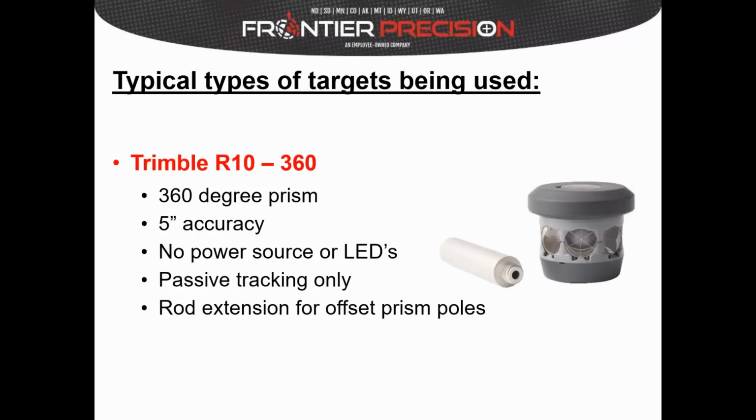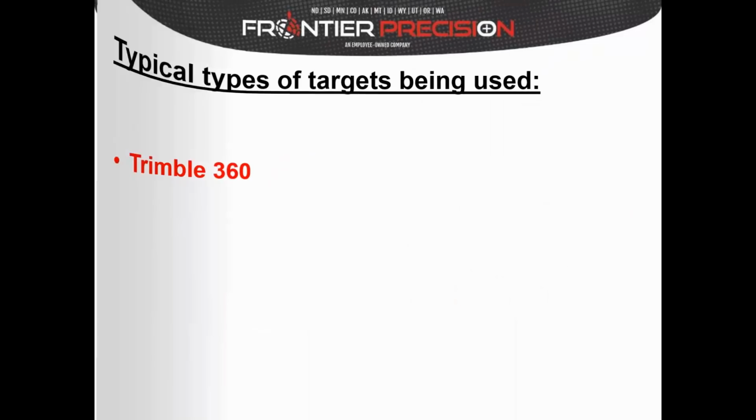This is a 360-degree passive-only prism. Again, it's rated to 5 seconds for accuracy. Note there's no power source, no batteries, no LEDs. So we can't run this in active tracking mode. It's a passive-only targeting system. So passive means that instead of tracking the target ID and the LEDs or the diodes, we're tracking just the glass, simply the prism part. These also come with a rod extension for offset prism poles, which I'll talk about in a little bit here.